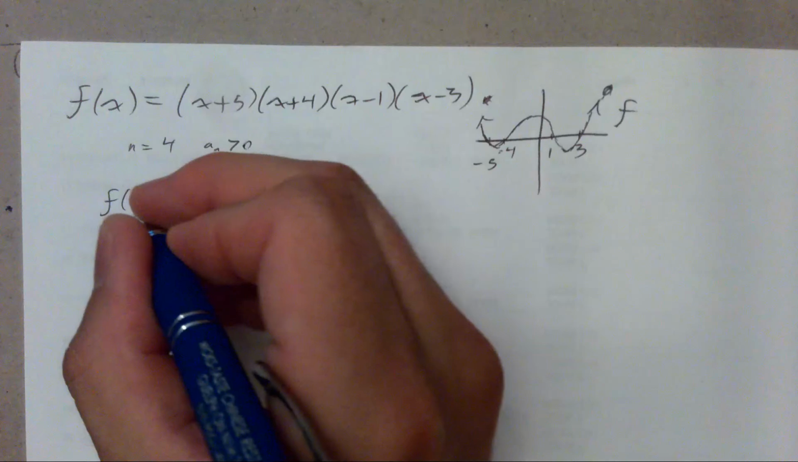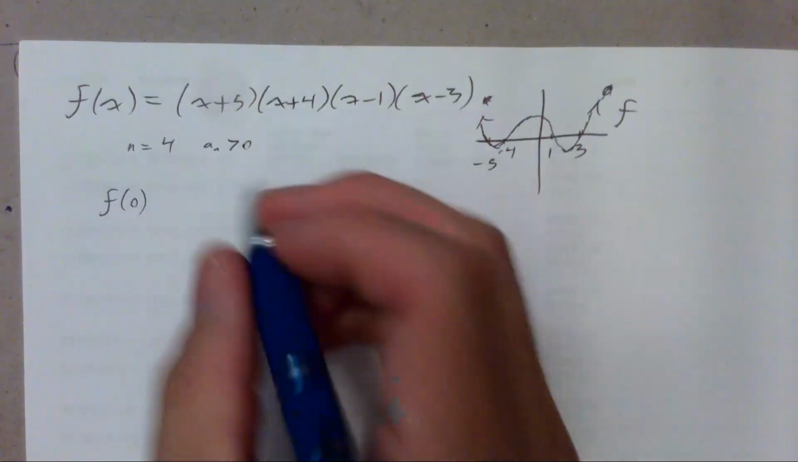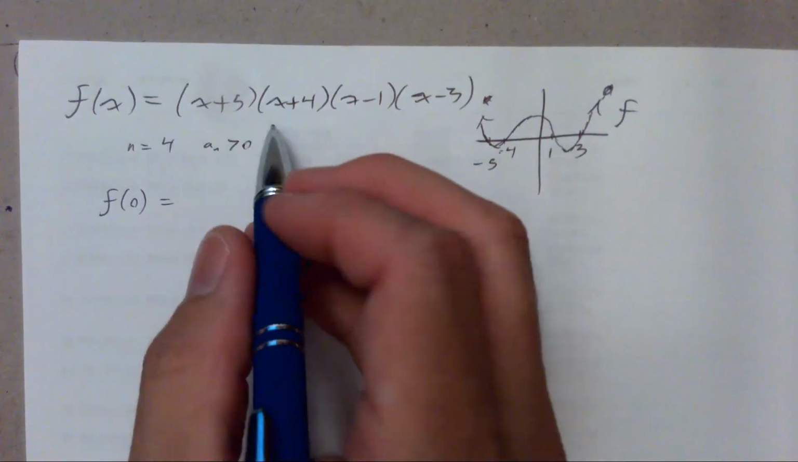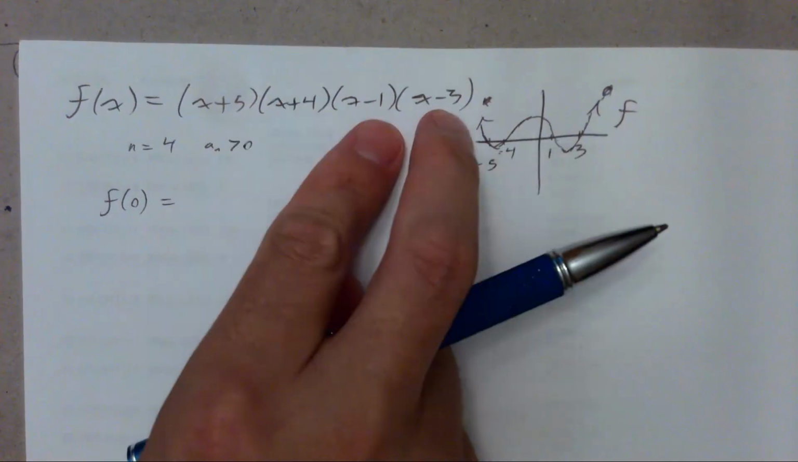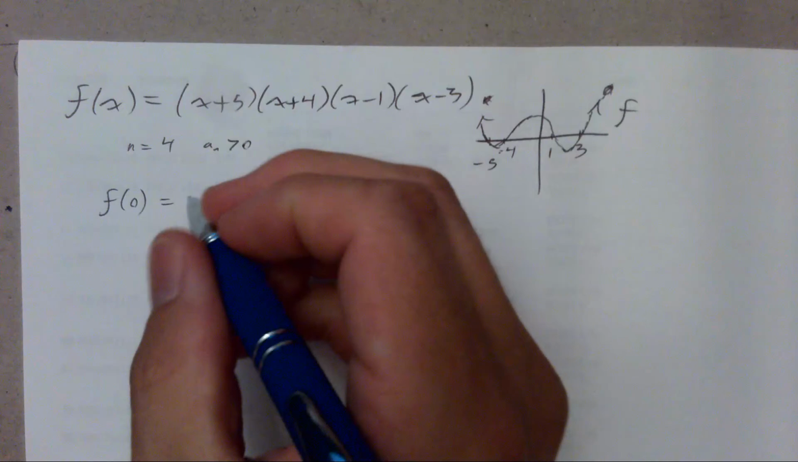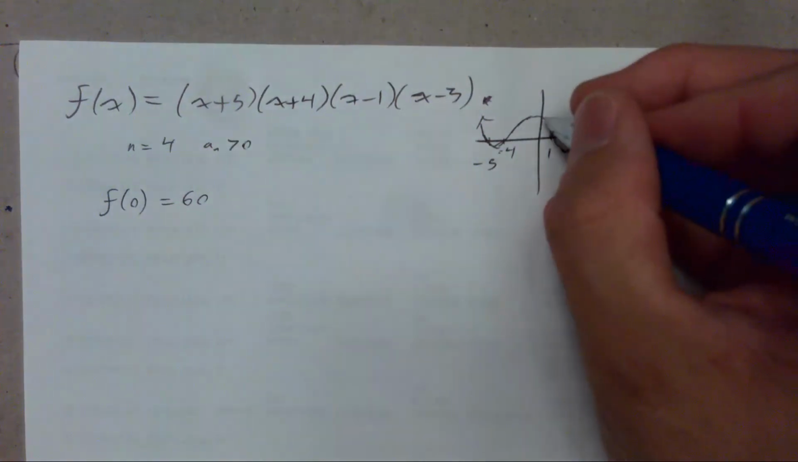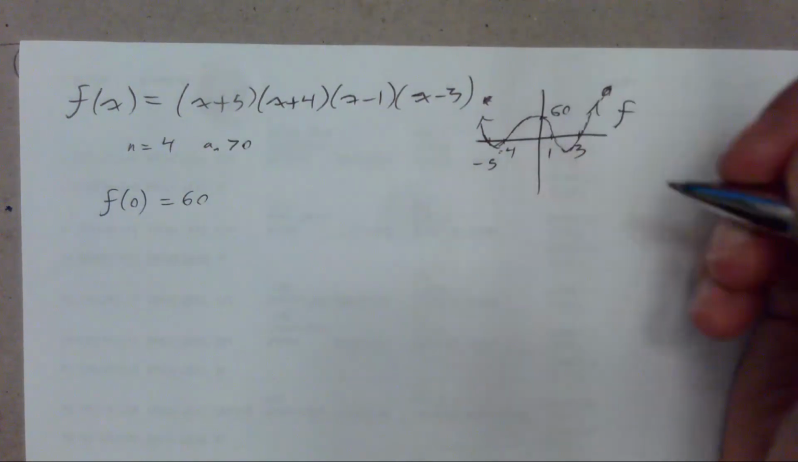Y-intercepts are going to get larger when you have like 4 factors. I don't think you have to show your substitution. It's going to be 20 times 3. So 60, positive 60 seems to match my prediction about the end behavior.